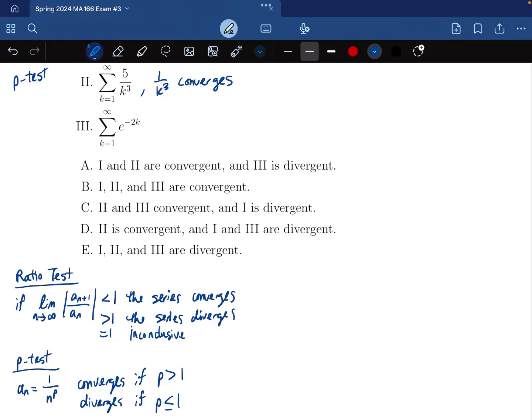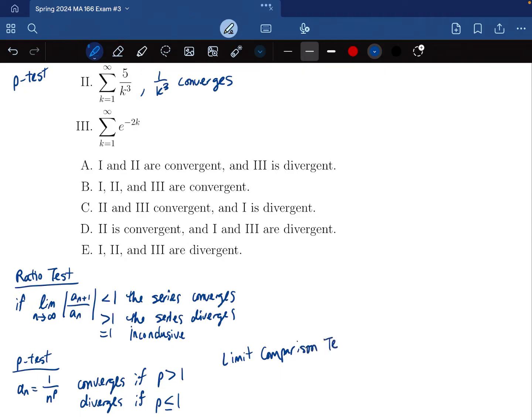But our series is 5 over k cubed. It should be pretty intuitive to see that, okay, if 1 over k cubed converges, 5 over k cubed also converges. But if we want a more rigorous proof, we can use the limit comparison test.